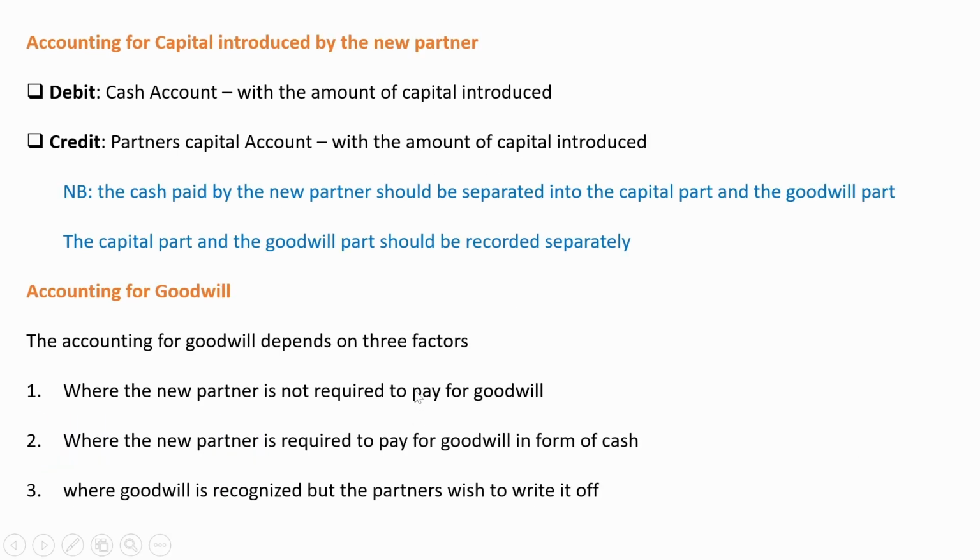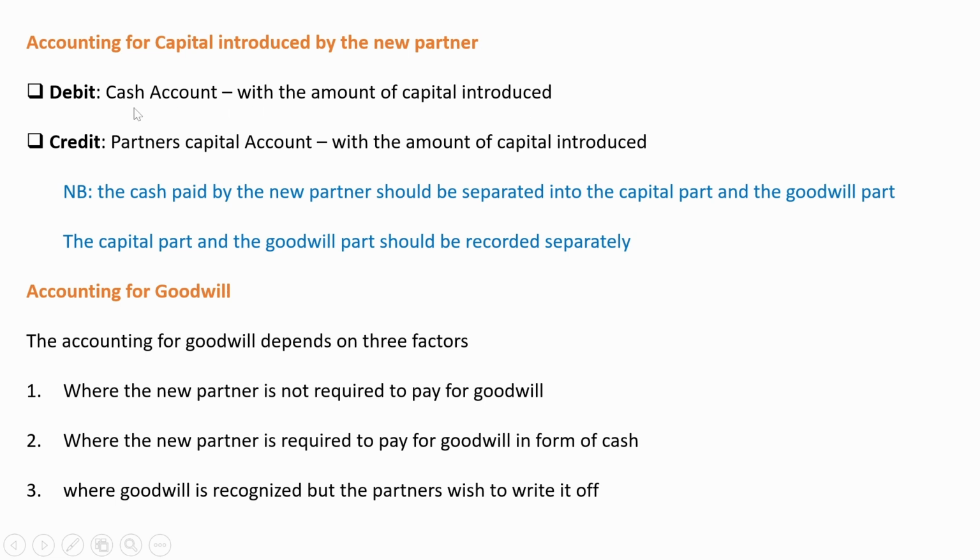So now we are going to look at the accounting part. That is, when you admit a new partner in a partnership business, so what is the accounting aspect? We are going to look at the first one, accounting for capital introduced by the new partner. So when a partner introduces capital, we are supposed to debit the cash account. So this is with the amount of capital introduced.